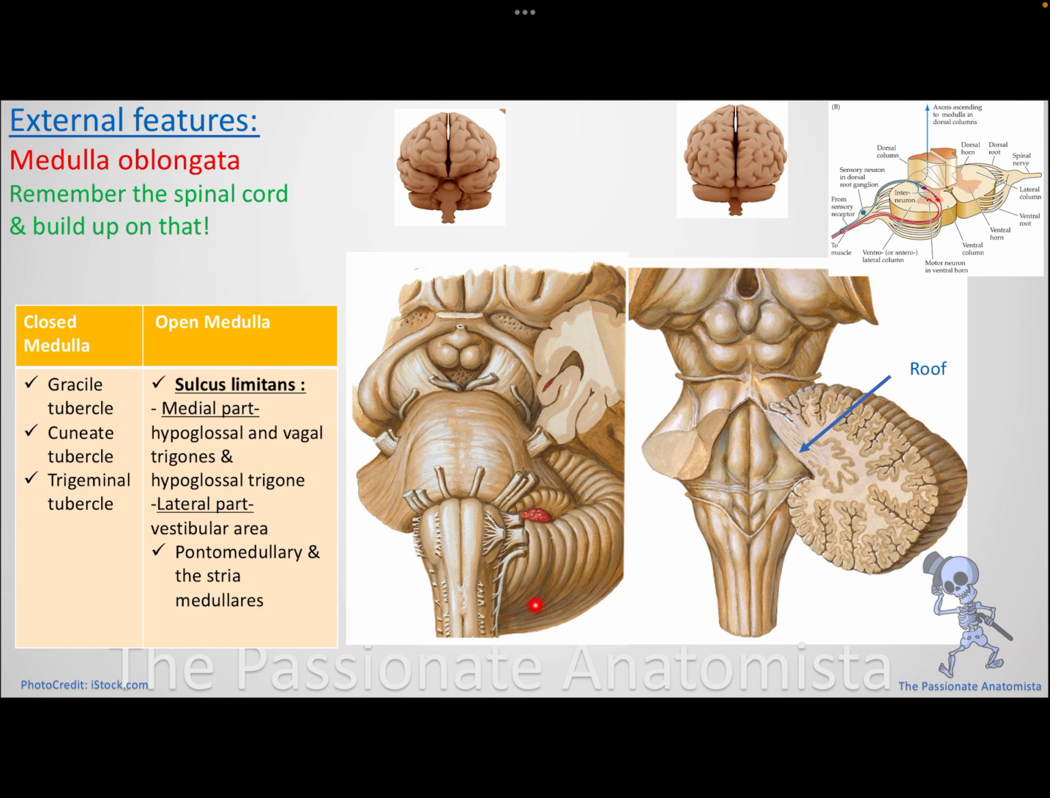Now, this is a nice summary for you guys. If you look at the closed medulla again here, and this is the open medulla, this is a nice summary for you. You need to build up the information on the spinal cord. This is the floor of the fourth ventricle. How will you know anterior from posterior? Remember, if you see the pons, if you see the trigeminal nerves on top of the pons, if you cannot see the cerebellum, this is anterior. If you're anterior, remember your motor stuff, remember your pyramids.